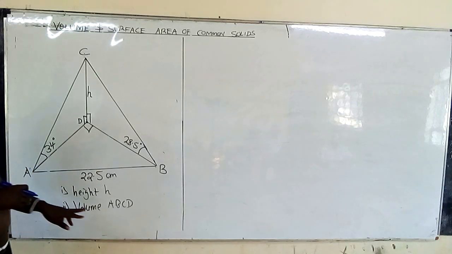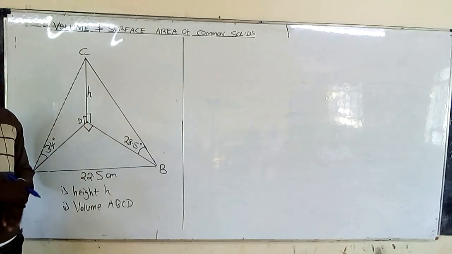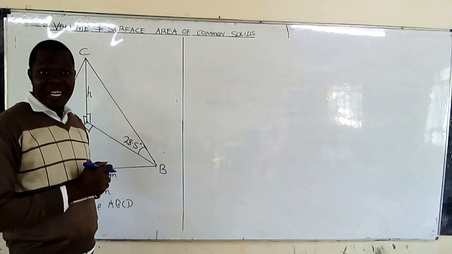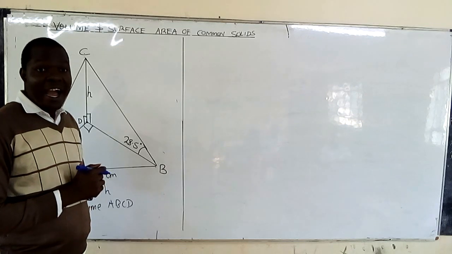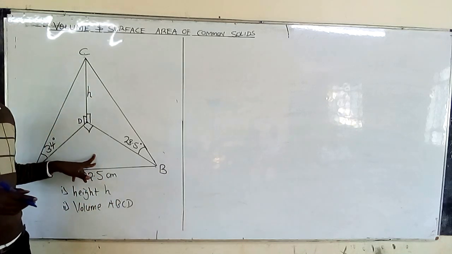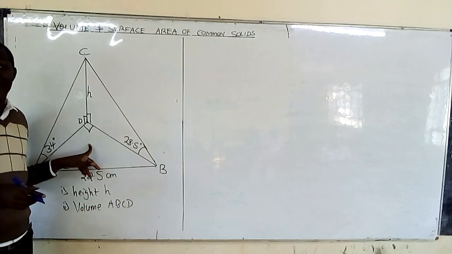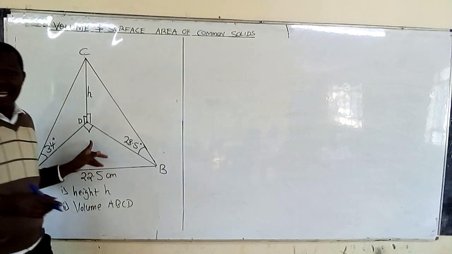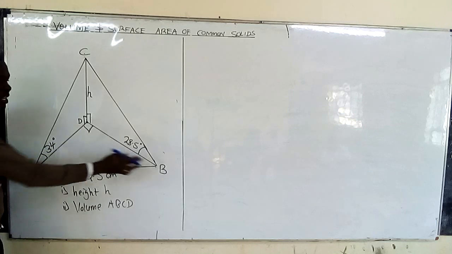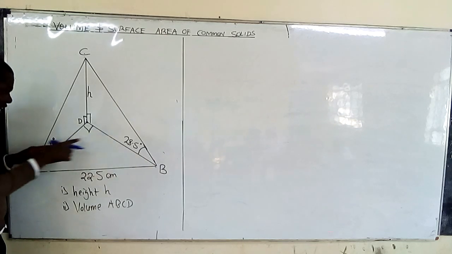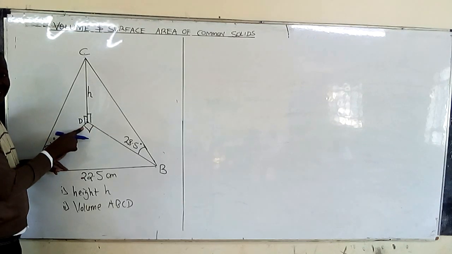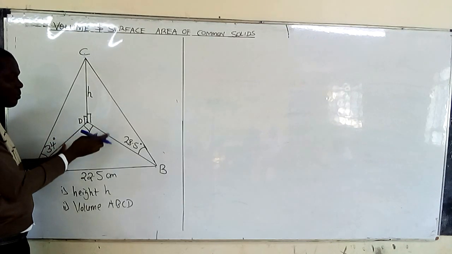Because we are going to look for the volume of a pyramid, how do we get it? That is what you ask yourself. The volume of a pyramid is given by a third base area times height, and the base area is a triangle. So for you to get this base area, you must get this length and this length, because this is a right angle triangle, so the area will just be a half A times B.